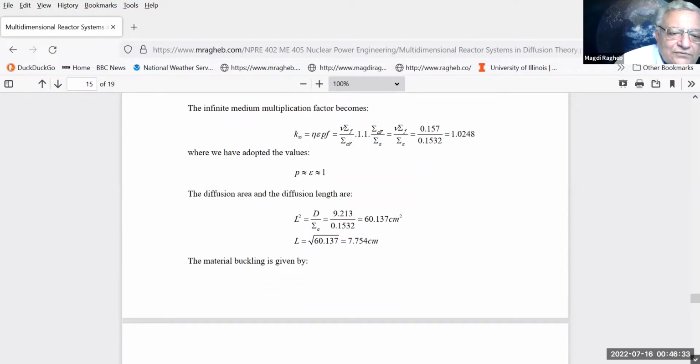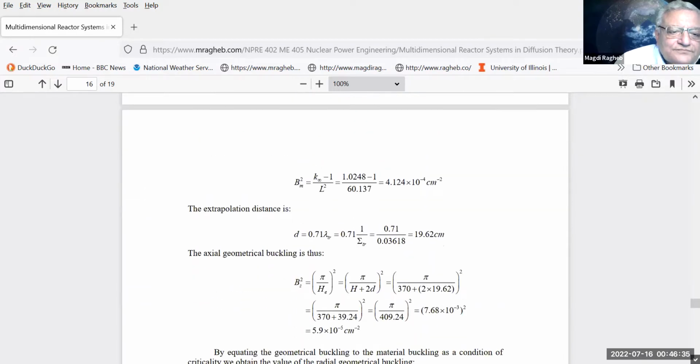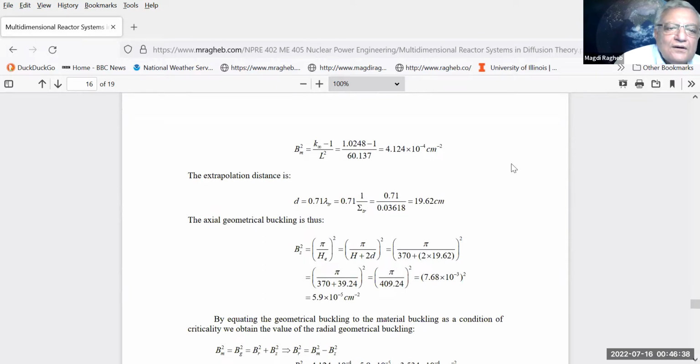And we are ready with those data to calculate the material buckling. That would be K infinity as calculated, divided by L squared. It becomes 4.124 10 to the minus 4 squared. The extrapolation distance would be 0.71 times the diffusion length. Notice here that the extrapolation distance is 19 centimeters.